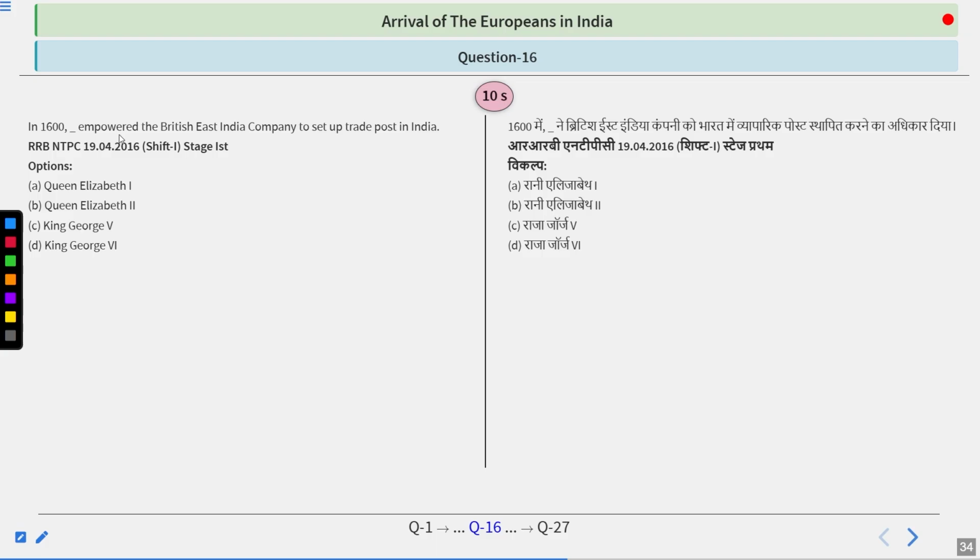In 1600, ___ empowered British East India Company to set up trade posts in India. Options are in front of you. Try to find out the answer.